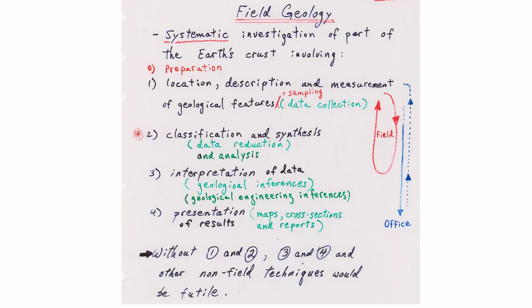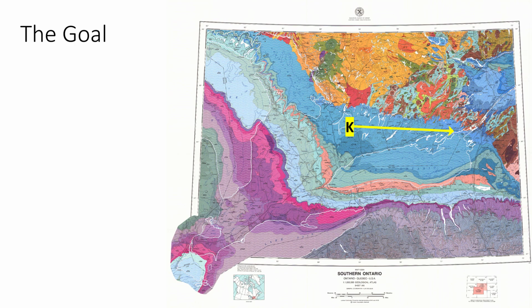Part of this can be an iterative process where if you complete certain stages and you need to go back for more data collection, it's quite possible to do so, to at the end of the day come up with the best presentation of the results that you can. So in this lecture, we're going to start talking about the last step, the presentation of results, specifically looking at maps. Here's an example of our goal to make a map.